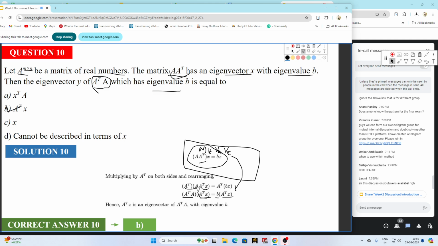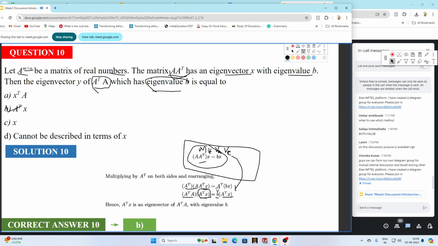So A transpose x can be considered as a vector, this VE. Now A transpose A is your matrix, and B is the eigenvalue. Here the eigenvalue given is B. Now we are asked to find the eigenvector. The eigenvector will be A transpose x. So the eigenvector is equal to A transpose x.